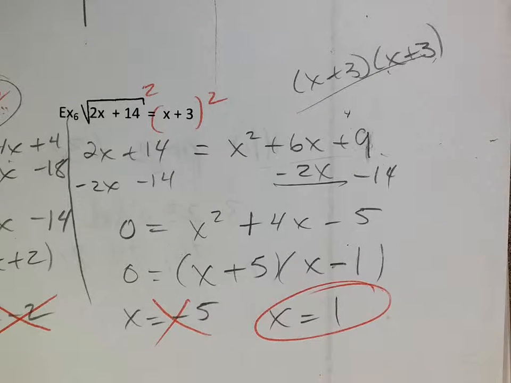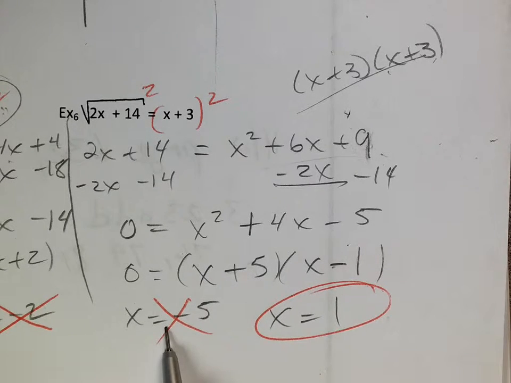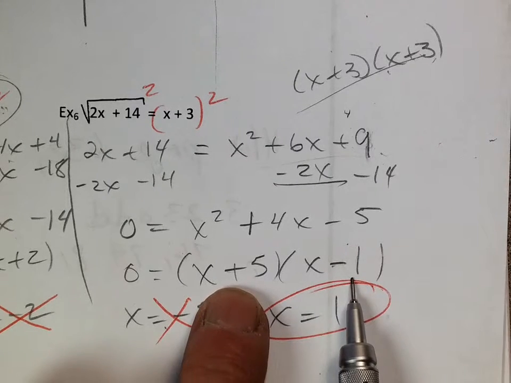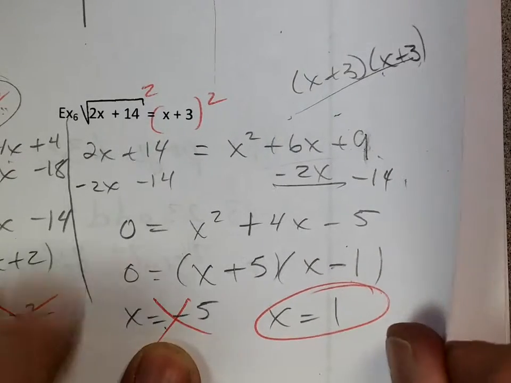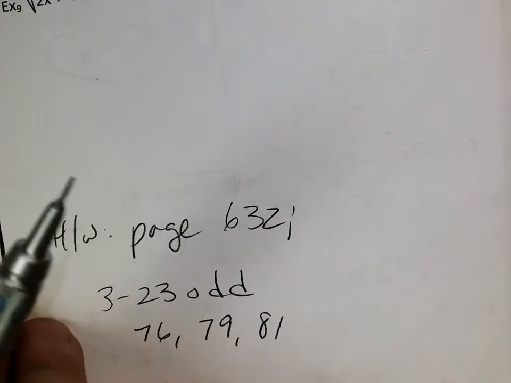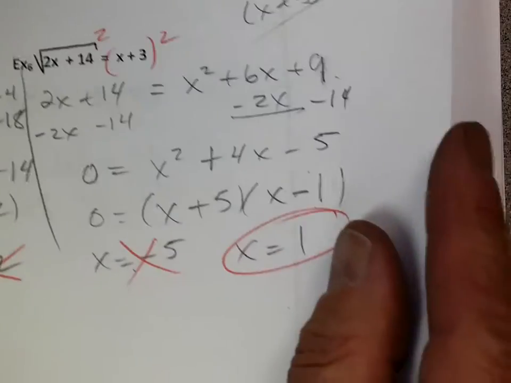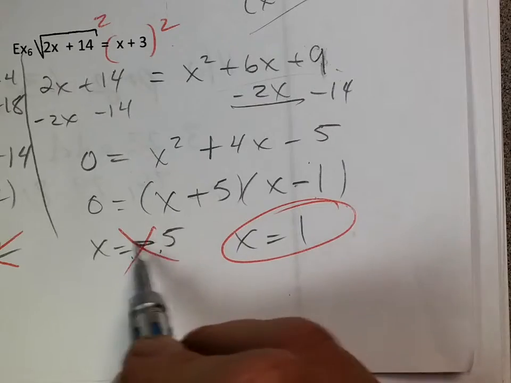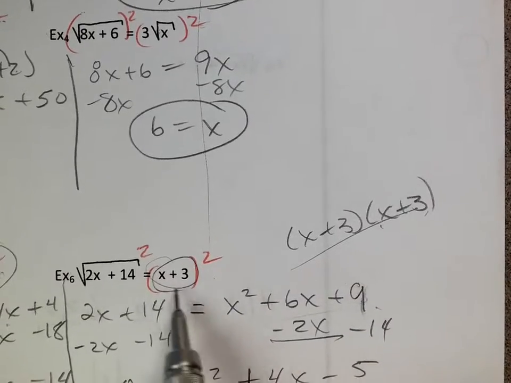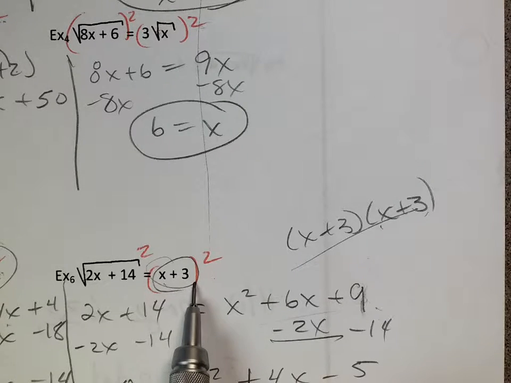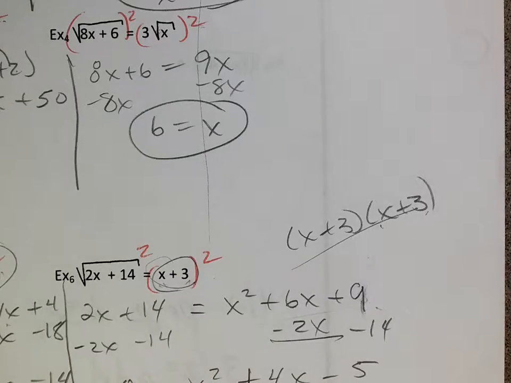Wait, what? I threw out the negative 5, right? Yeah, but where is the negative 5? Why is that not an answer? Because you can't have negatives. If you plugged it back in, especially right here, what's negative 5 plus 3? Negative 2. Yeah, you can't have that, right? Okay, turn the page.